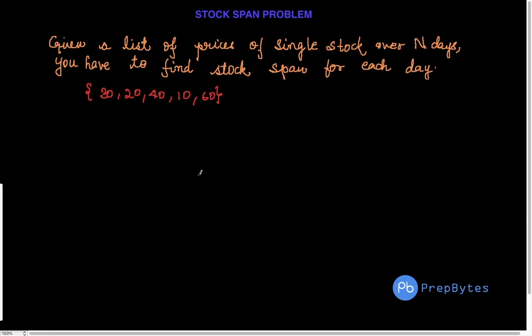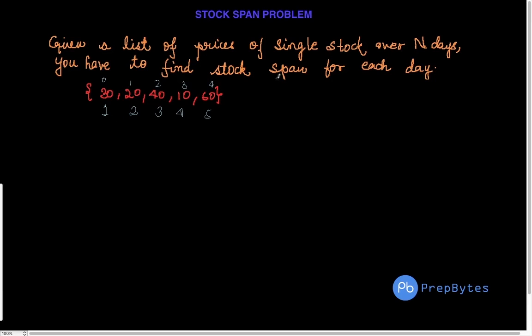Okay, so let me first explain the problem statement to you. The problem statement says that you are given a list of prices of a single stock over n days. So here the list of prices is there. Let's say the stock is of a particular company. On the first day the price was 30. On the second day the price was 20. On the third day it was 40. Then we had 10 and then we had 60. Since it's an array, I'll put the indexes as well. These are the indexes. And you have to find the stock span for each day.